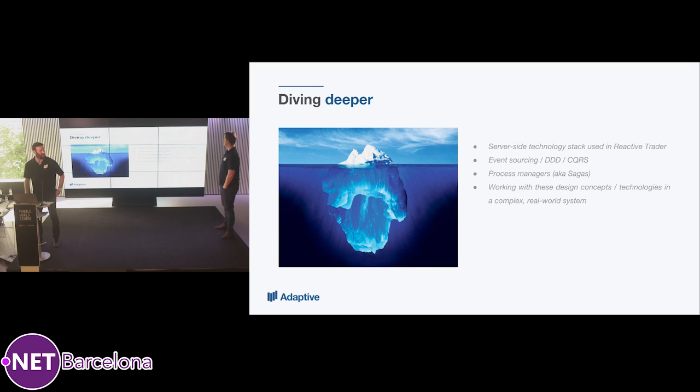Cool. So my name's Dan, and I'm a server-side developer at Adaptive. So I'm just going to go into a bit more detail in the topics that we're going to cover in this talk today. So the app you've just seen, we're going to talk about the server-side technologies that we use. We're going to give some background on some of the design concepts that we've used in Reactive Trader, which are event sourcing, domain-driven design, and CQRS. We'll also talk about how we can implement process managers, which are also known as Sagas, which some of you may or may not have heard of, to coordinate a business process in a robust and resilient way.